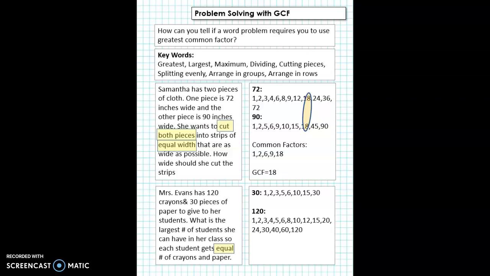When we compare the lists, we see that 1, 2, 3, 5, 6, 10, 15, and even 30 are common factors. Since we want the greatest common factor, 30 will be our answer. That means she can have 30 students receive the items. They will each receive 4 crayons and 1 piece of paper.